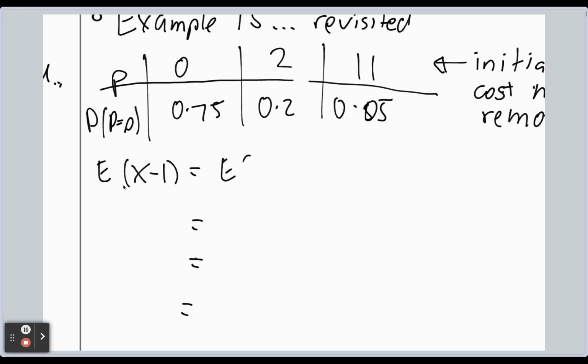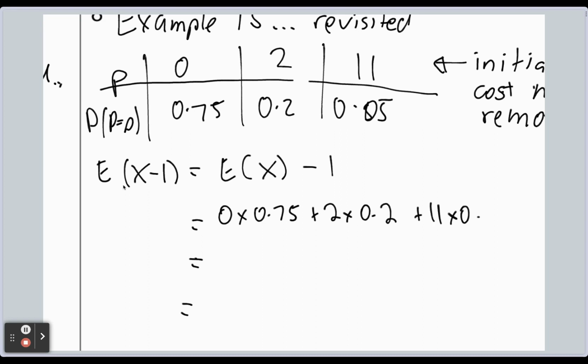So I'm proposing to you that in a similar way, this would be the same as taking E of x, I should be saying E of p, minus 1. In other words, we can take away 1 after we've worked out the expected value. And this is in fact true. Let's have a look. 0 multiplied by 0.75, plus 2 multiplied by 0.2, plus 11 multiplied by 0.05 will give us an amount of 0.95.